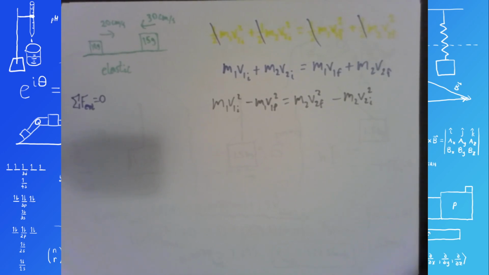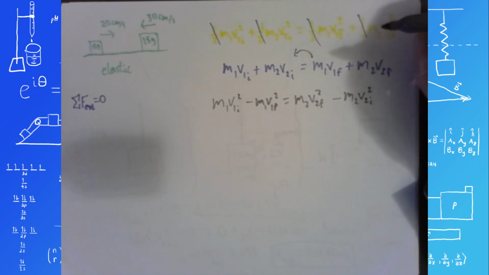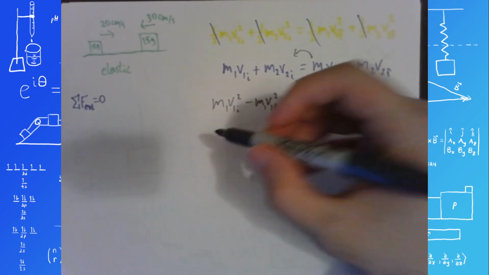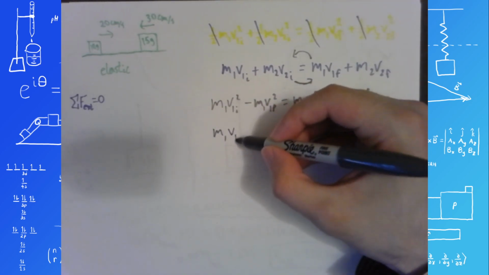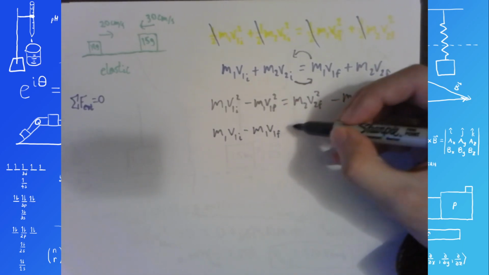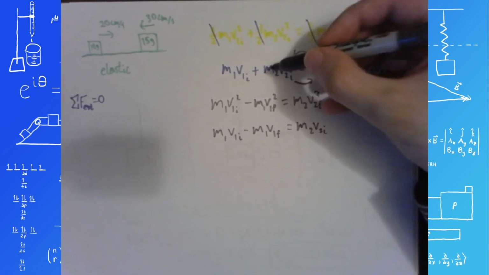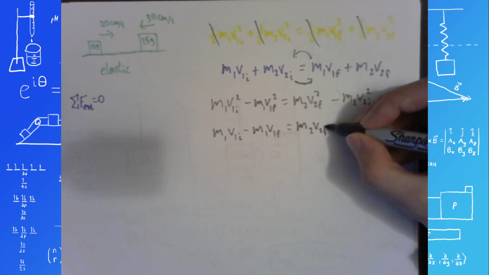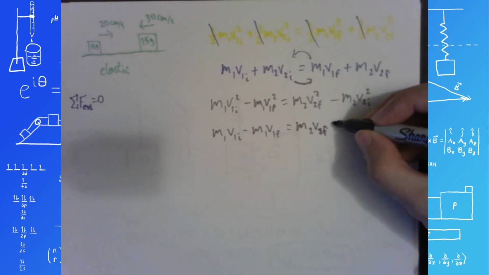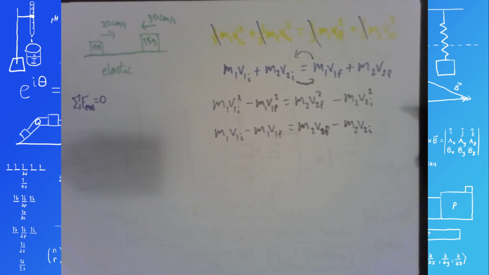Let's rearrange the second equation in a similar manner. Subtract m1 v1 final over to the left and subtract m2 v2 initial over to the right. So m1 v1 initial minus m1 v1 final equals m2 v2 final minus m2 v2 initial.